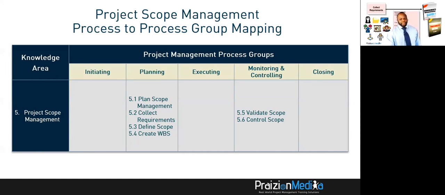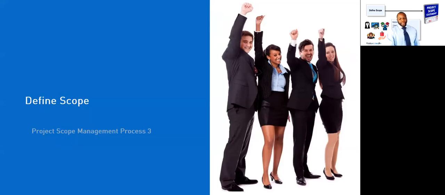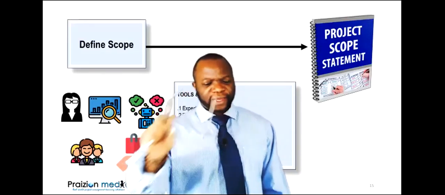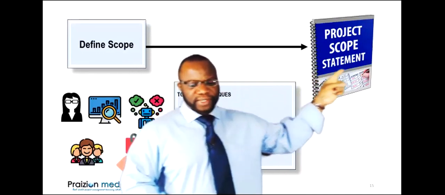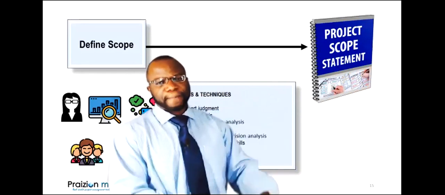The next number of processes go by very, very quickly because they are a lot simpler. Collect requirements is a beast, I tell you. It's a beast. So let's go to our next process, define scope. Let's talk about define scope. Define scope is that process where you are aiming at getting your project scope statement, this thing right here. This is what you want to get.